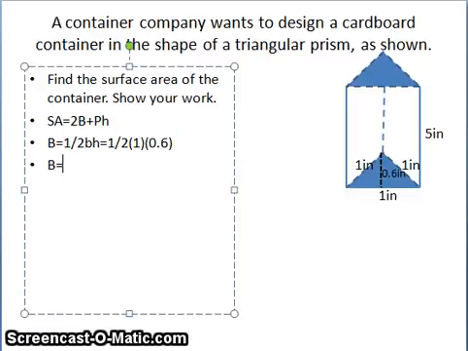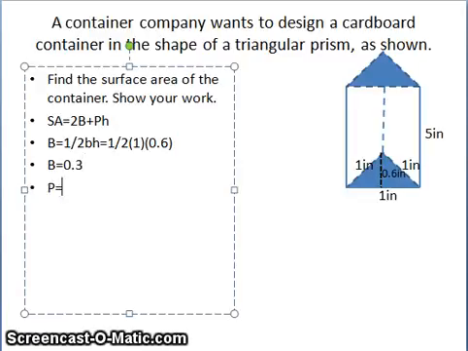I'm going to go ahead and do that in a calculator, which is 0.3. Although I probably could have done that in my head, but I didn't. That was kind of dumb. So the area of my base is 0.3.